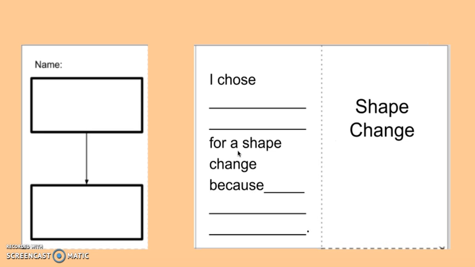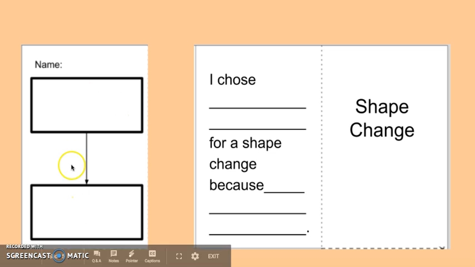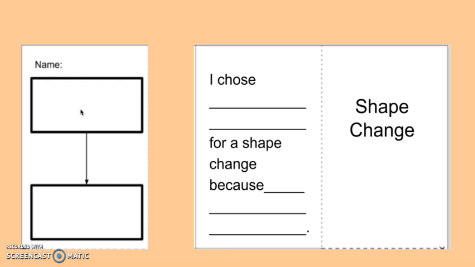All right, students, next, where it says your name, this is your fold-it door for a shape change. So if you open your door, you're going to see shape change. Now, you're going to draw something that changes shape. Our example in class was tearing paper. So you cannot do tearing paper. You have to choose something different.